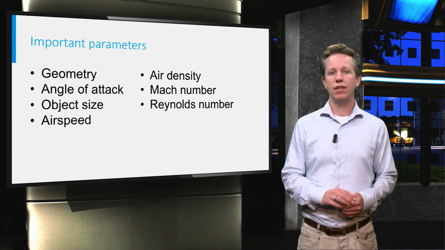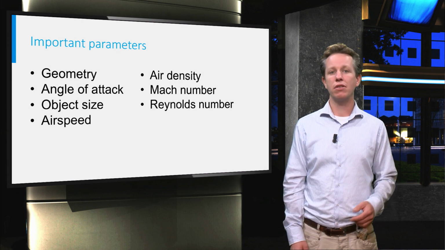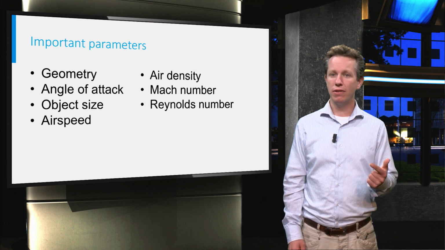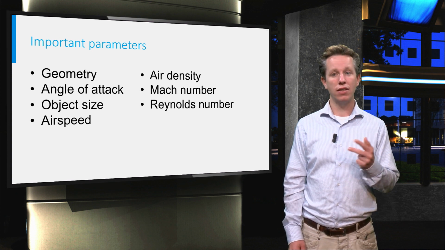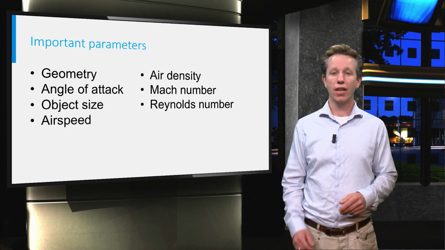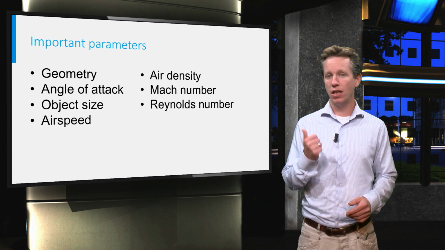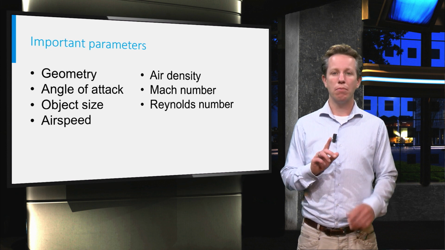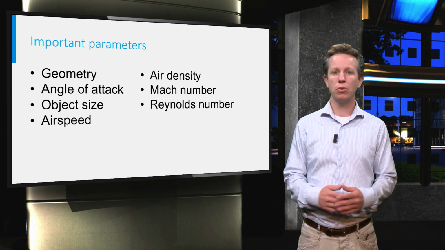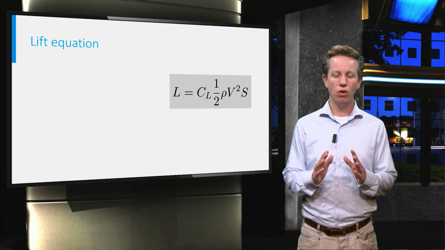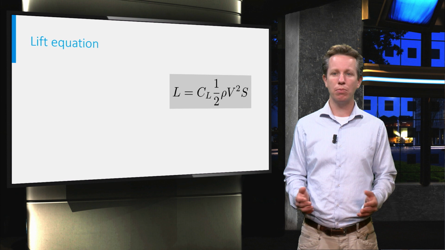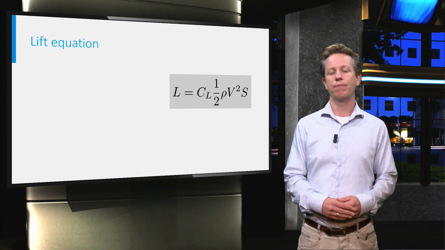It was found that the aerodynamics depend on various important parameters. The geometry of the configuration, the angle of attack, the size of the object, the airspeed, the air density, and two more, the Mach number and the Reynolds number. These last two I will discuss later. Based on these observations, it is possible to derive an equation that describes lift. Lift of a wing is a coefficient CL multiplied with the dynamic pressure and the wing surface area.